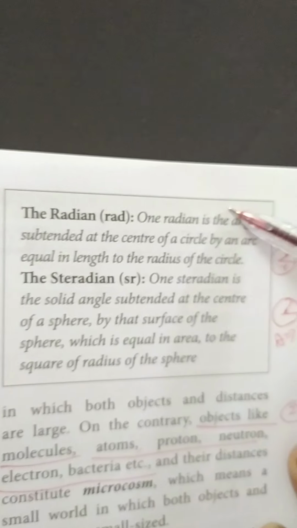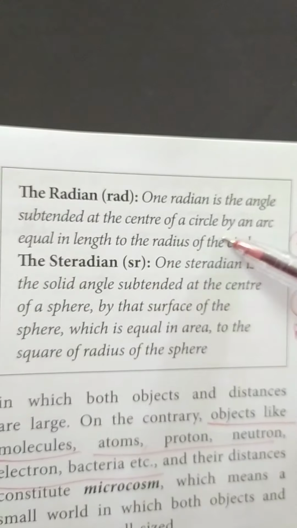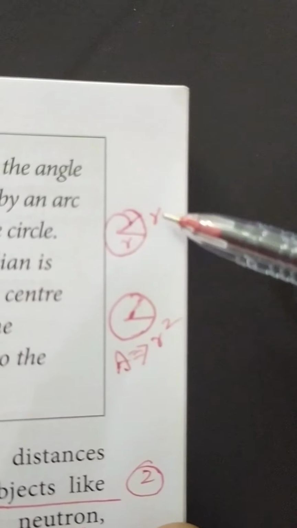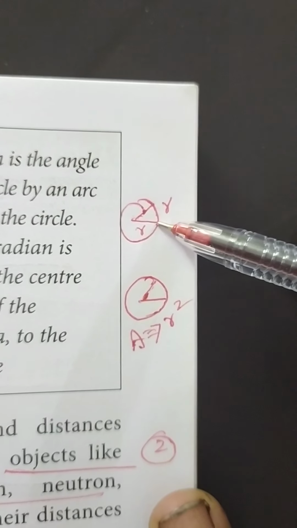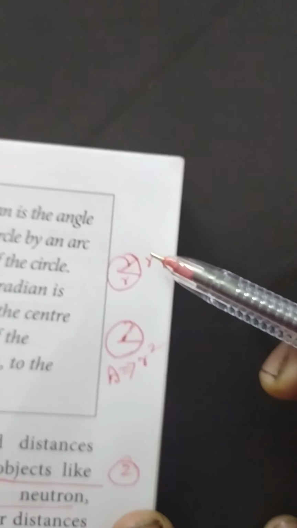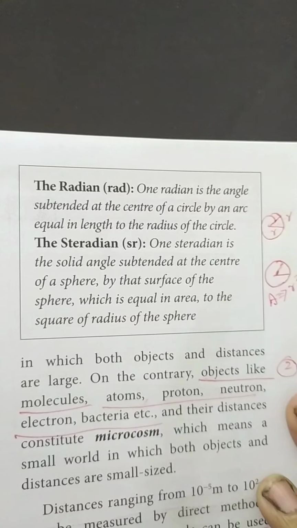And before that, there is one definition for radian and steradian. Radian is the angle subtended at the center of a circle by an arc equal in length to the radius of the circle. Here this is the radius of the circle and this is the length of the arc, and these should be equal. Then the angle subtended at the center is called a radian.